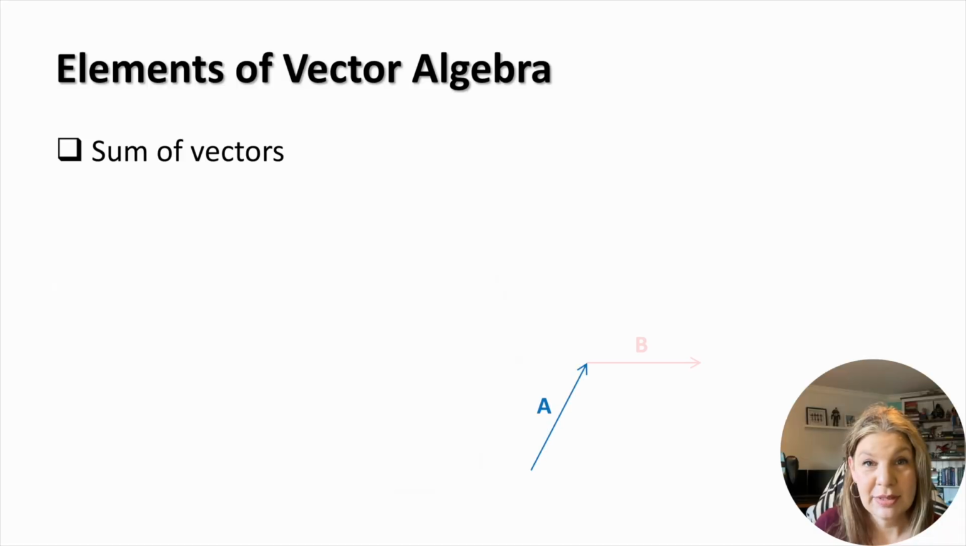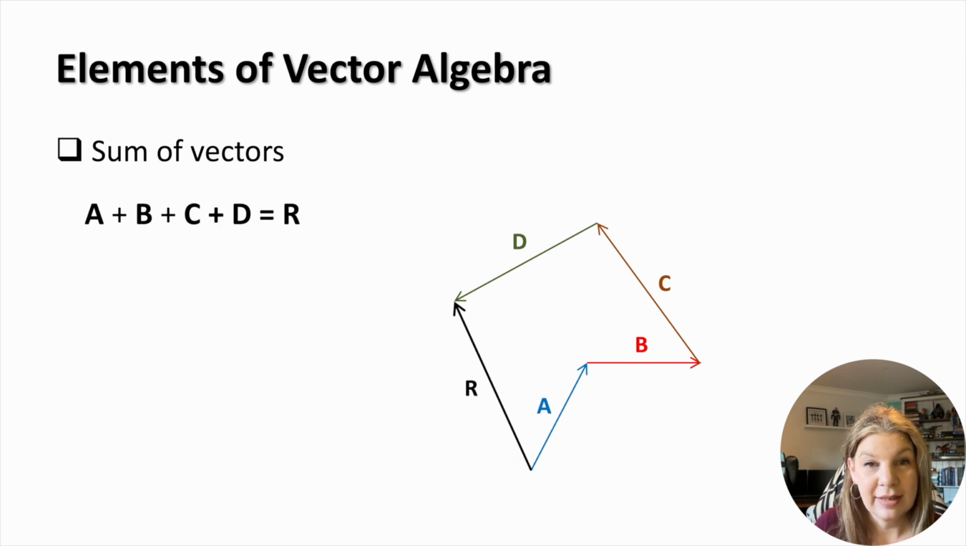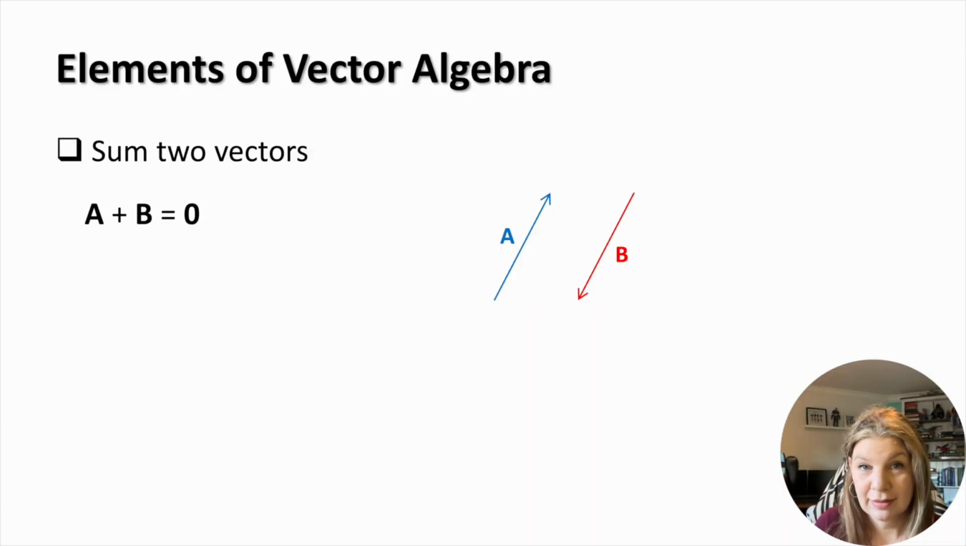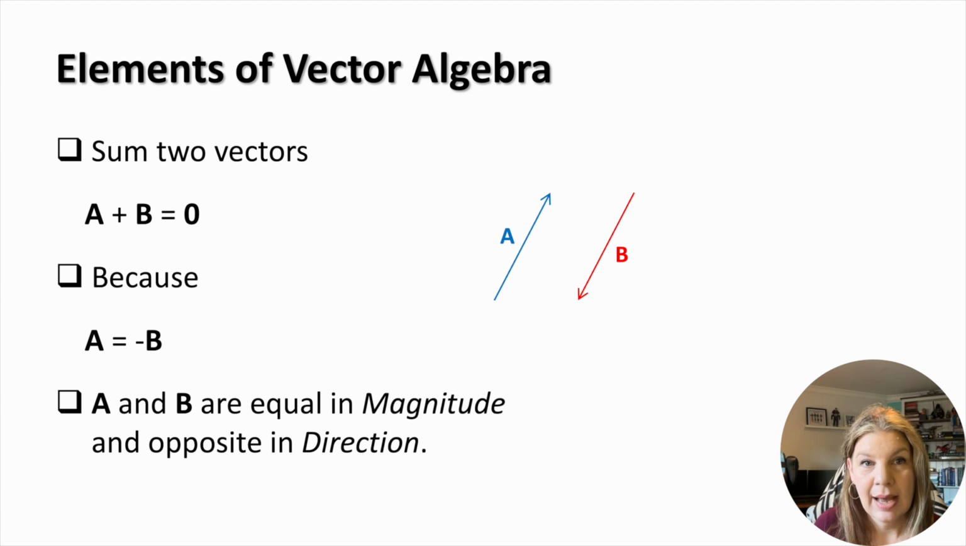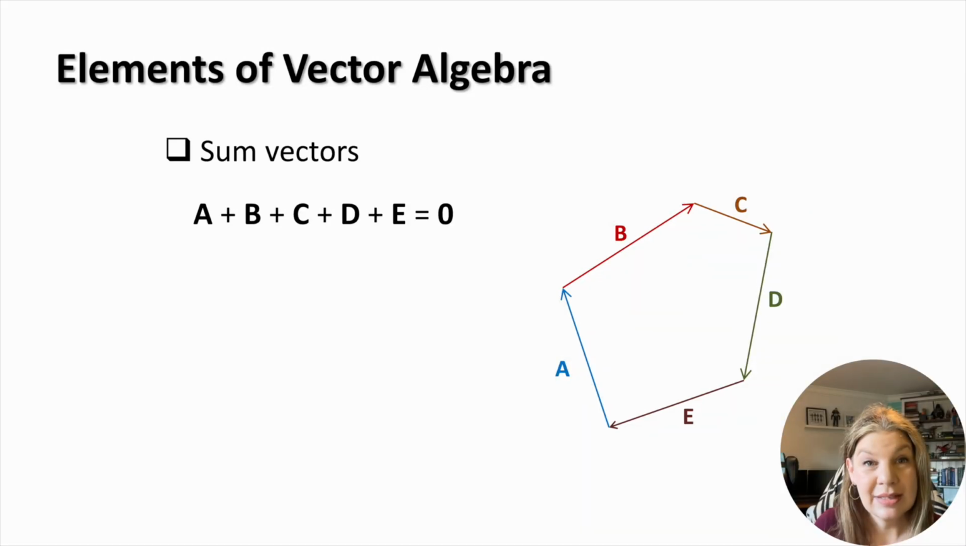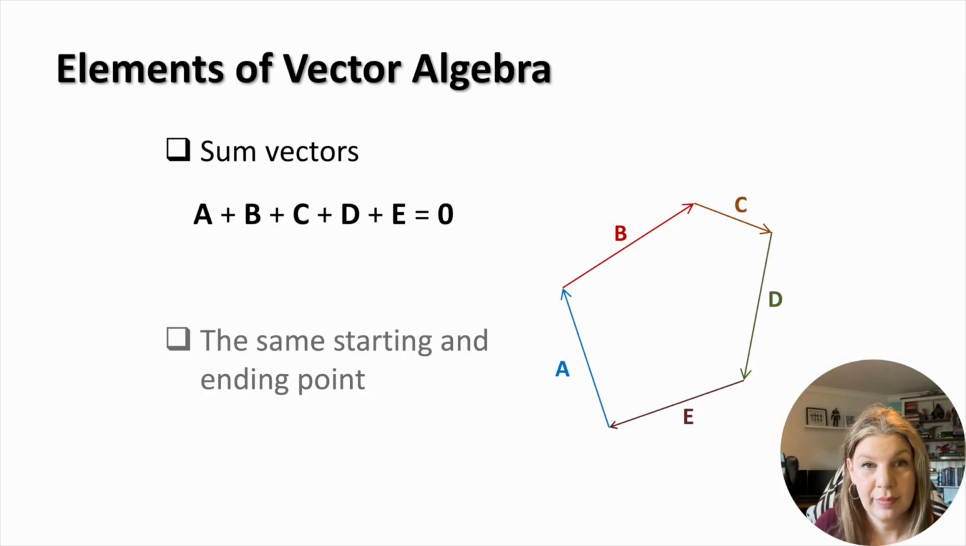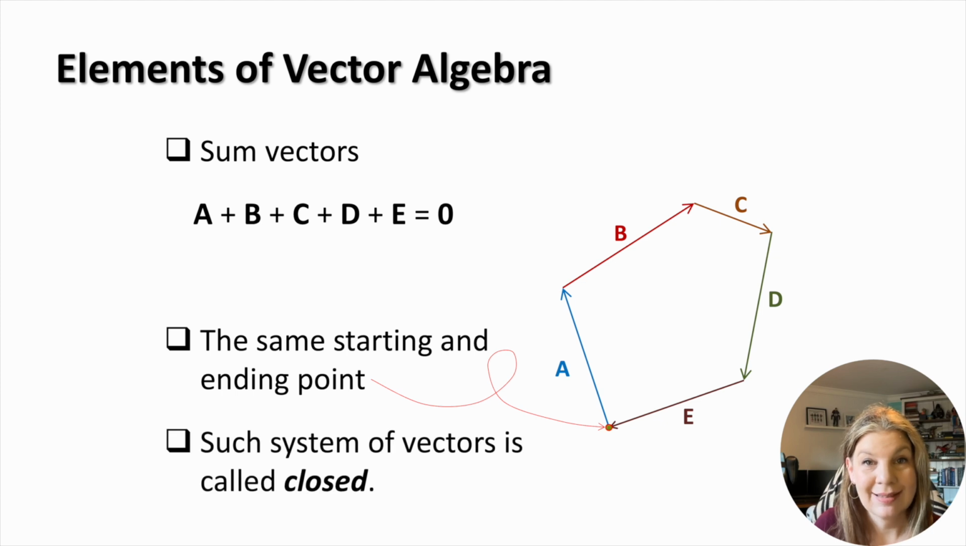Several vectors can be summed using the heads to tail rule as follows. The sum of vectors is obtained by connecting the tail of the first vector and the head of the last vector. The sum of these two vectors equals 0, because these vectors are parallel, equal in magnitude, and opposite in direction. The sum of these vectors is also 0, because this system of vectors has the same starting and ending point. This kind of system of vectors is called a closed system.